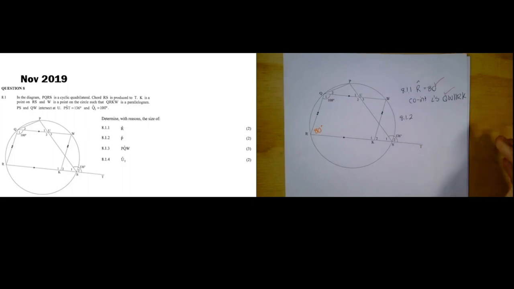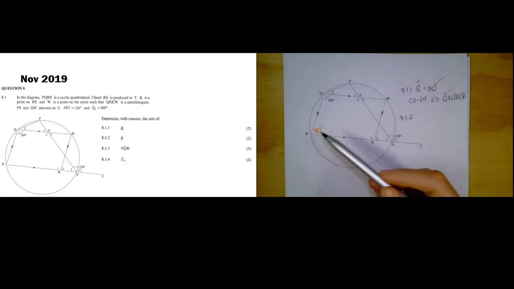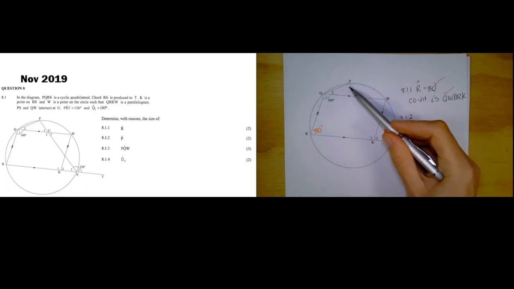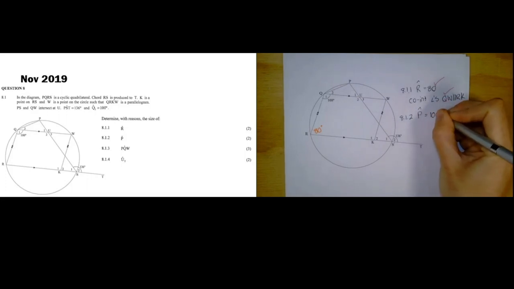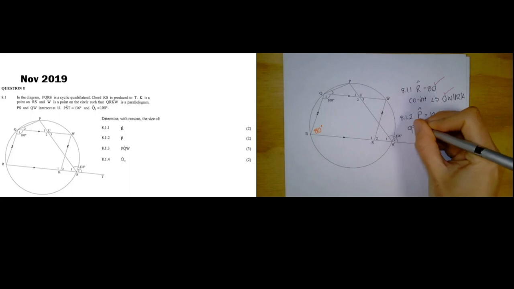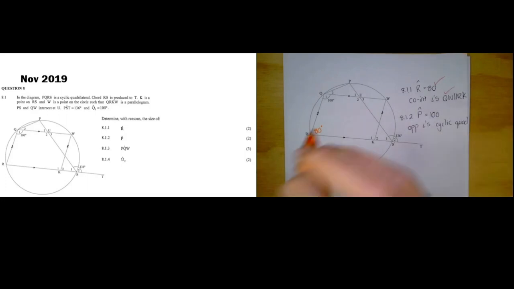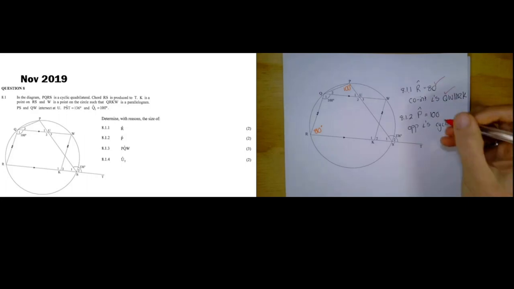8.1.2. Now they are looking for the size of angle P. Angle P is over there. PQRS was a cyclic quad. What do we know about the opposite angles of a cyclic quad? They are supplementary, they add up to 180. So angle P must be 100 degrees. Reason? Opposite angles of a cyclic quad. Once again, very simple, our 100, let's fill it in, and our 2 marks go for the answer and the reason.